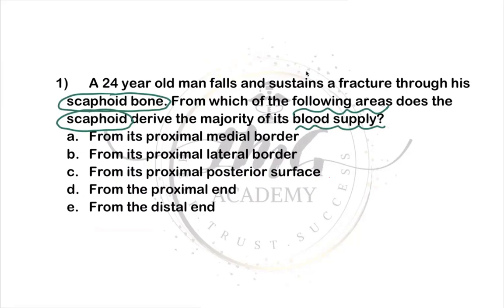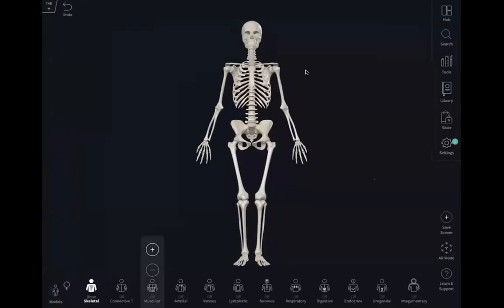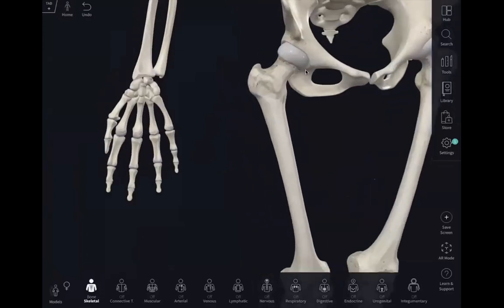So what we need to know is the blood supply of the scaphoid. The way we learn, the way I passed my part A back in 2022, is that now we're going to learn these things in a 3D model. So for anatomy, we will try to teach these things in a 3D model.